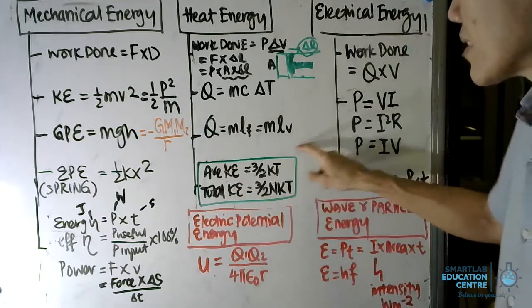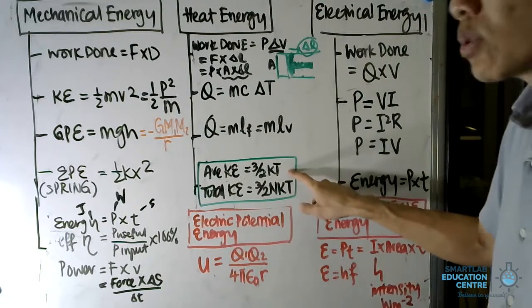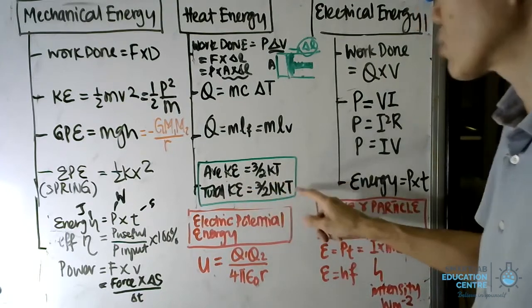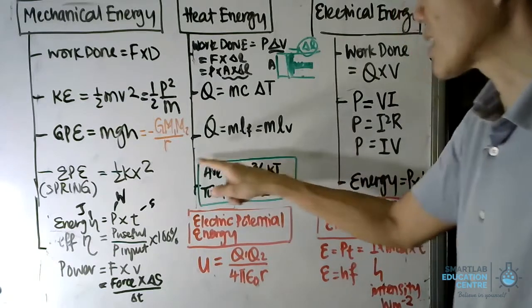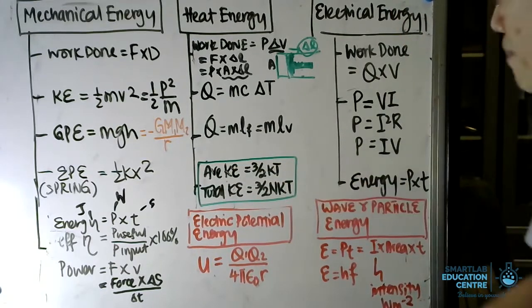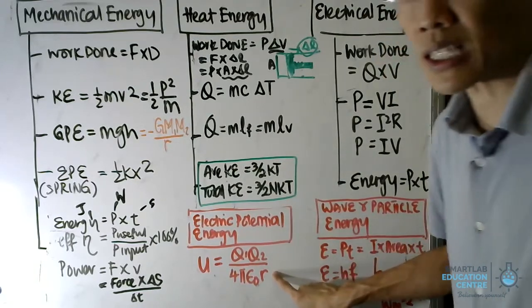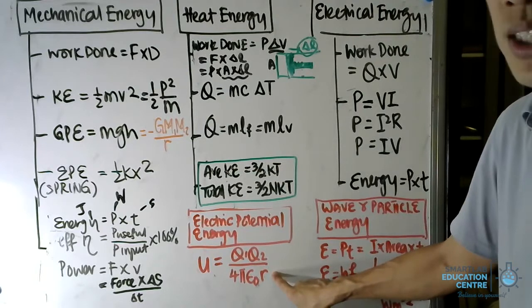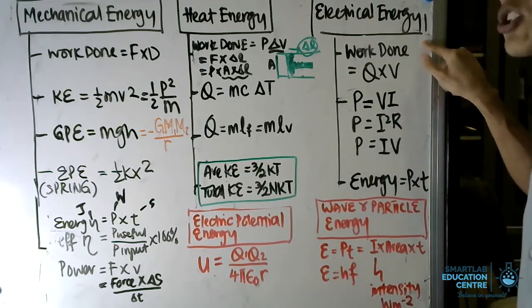Lastly, this is the average kinetic energy of a gas molecule, which is 3/2 kT. Total KE is 3/2 nkT. This is the energy formula that you will learn later when you go on to ideal gas. Electric potential energy is this formula, something that you learn later as well when you get onto the topic in electrostatics. The last part for energy is actually electrical energy.